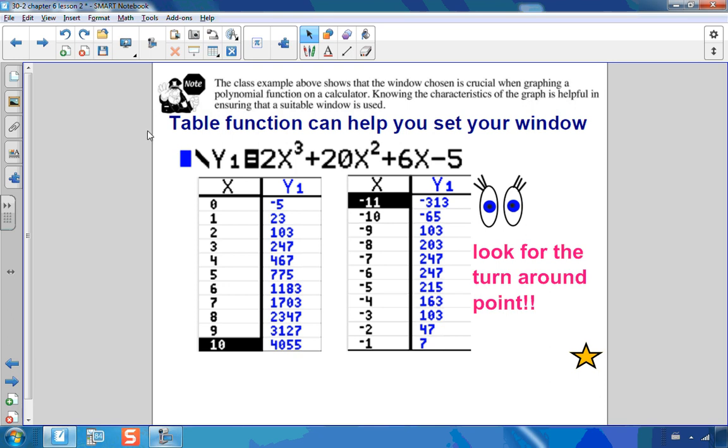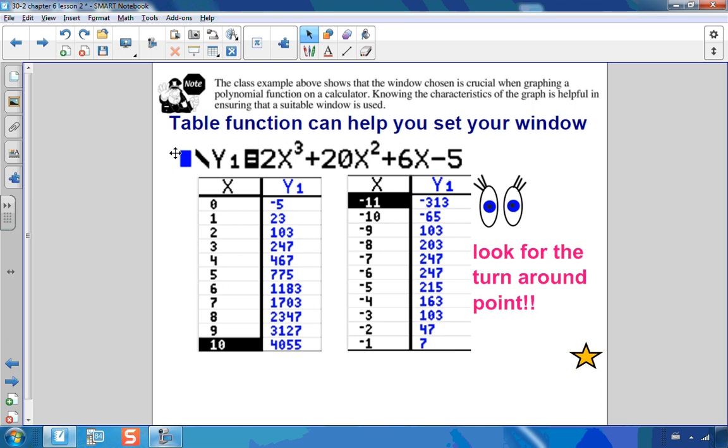Okay, so the last class example is a thing about window setting. It really comes down to the window setting. So I want to give you something that's going to help you with the window setting. If I go into the table of my calculator, because in the last question I could have just guessed and checked a whole bunch of times until I found the right window setting, or I could be smart about it by looking in the table.